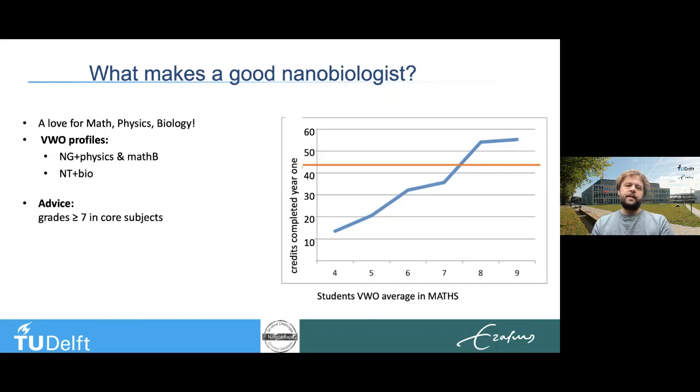And yes, we have also cases in which that's not sufficient, and with sixes students really brilliantly go through the study, but we see a correlation between your grades in fifth class, at the end of fifth class VWO, and the study success in nanobiology.